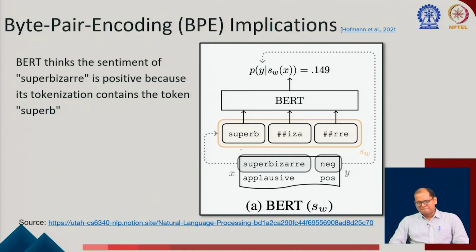This has many interesting implications, maybe not good ones. If you take the word "superbizarre" and tokenize it using BERT, you will get "superb" and "izarre", different subwords, right? If you try to do sentiment analysis of this word, you will find it positive. Why? Because "superb" is positive. But this word overall should have a negative interpretation, and that is difficult to get because of these particular subwords. So that has some implications.